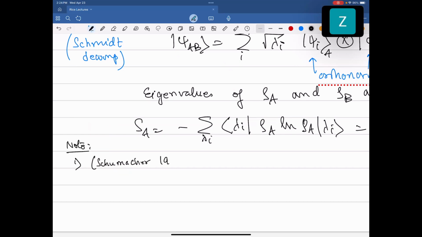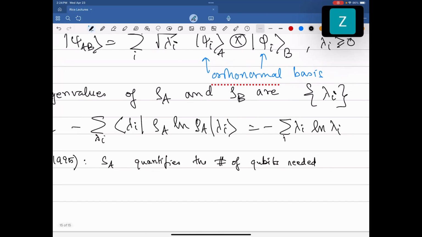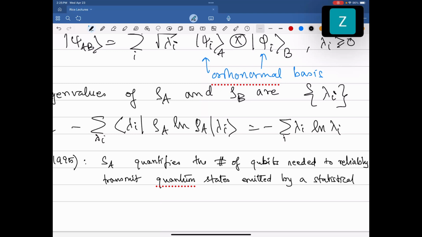This is Schumacher's theorem, 1995, that SA quantifies the number of qubits needed to reliably transmit quantum states emitted by a statistical source.